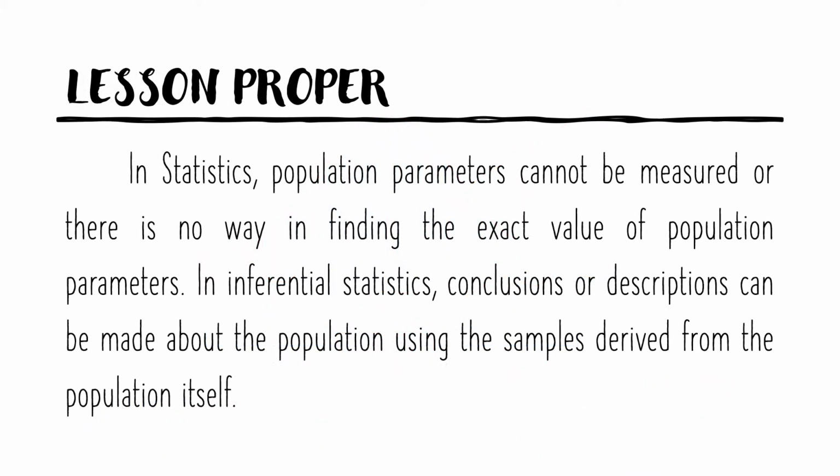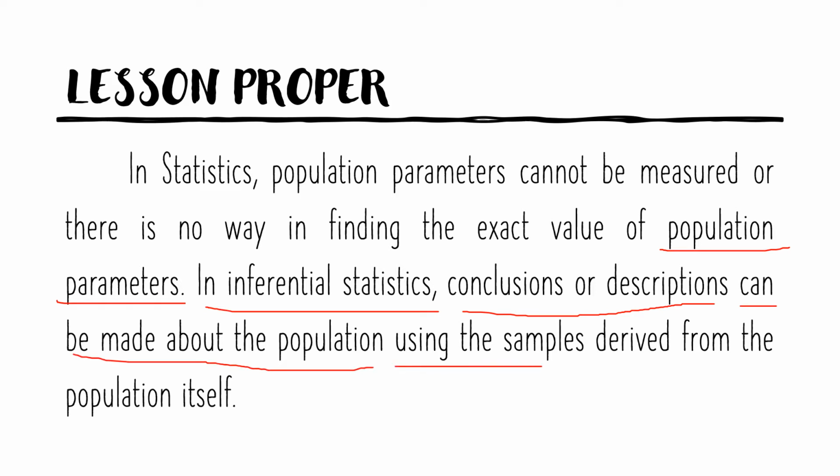So for our lesson proper, in statistics, population parameters cannot be measured, or there is no way of finding the exact value of population parameters. In inferential statistics, conclusions or descriptions can be made about the population using samples derived from the population itself. For example, we only get a sample from that population, and this sample will be subjected to our research, and this sample will represent the entire population.